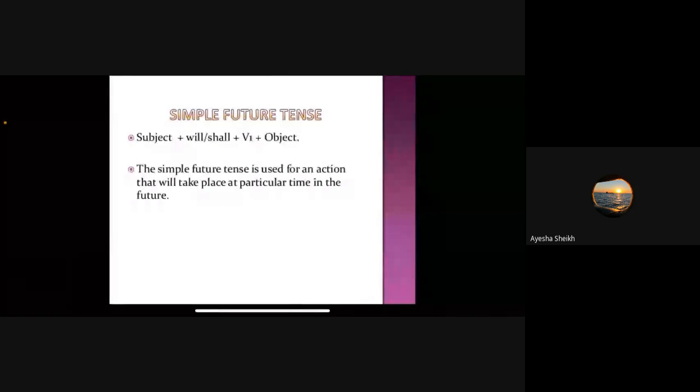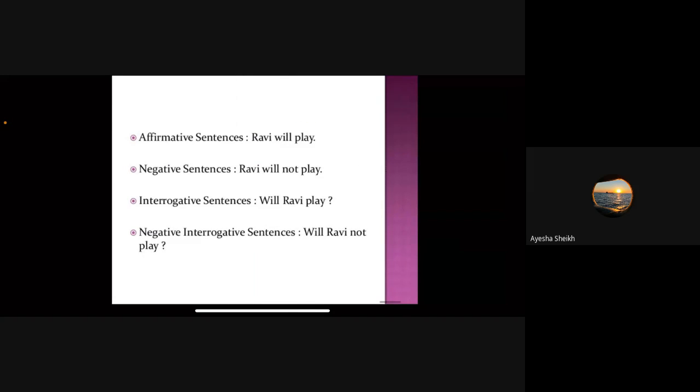Read it. Simple future tense. Subject plus will, shall plus first form of verb plus object. The simple future tense is used for an action that will take place at a particular time in the future. Simple future tense, which will happen in the future. Will, shall plus the first form of the verb is given. Read it.